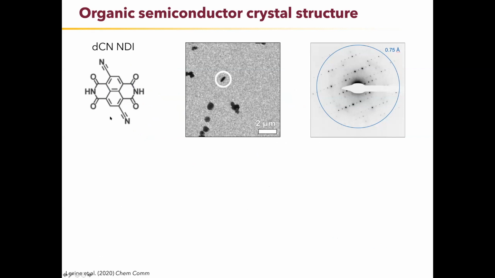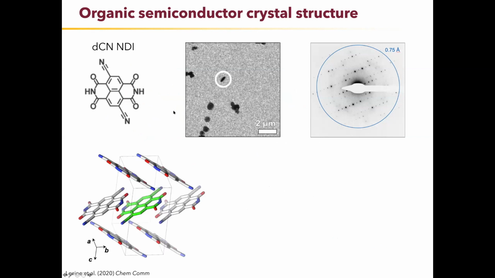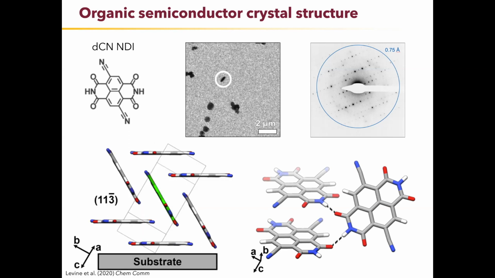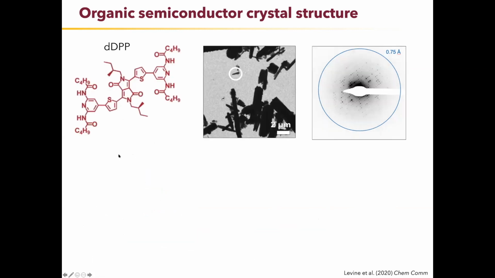This compound right here, we solved the structure and saw this is how it's oriented. This is what the unit cell looks like. You can see it's held together by these hydrogen bonds in this herringbone pattern. And then by using the wide-angle scattering, you can see that it was oriented on the substrate with this orientation here. So the substrate's right here, and the crystal lays on top in the thin film like this.